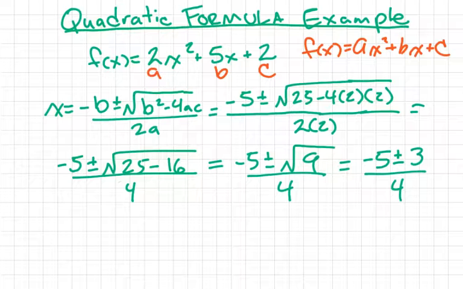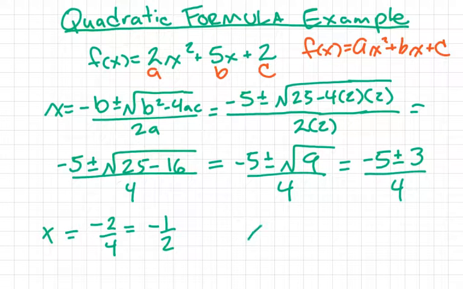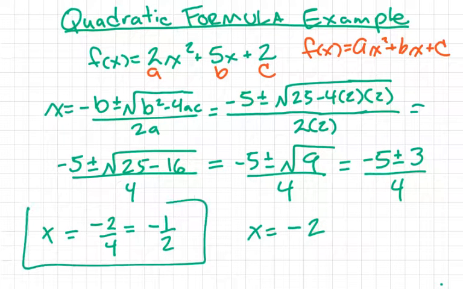I have negative 5 plus 3, which is negative 2 over 4, which can be reduced to negative 1/2. And I also have negative 5 minus 3, which is negative 8 over 4, which is negative 2. Okay, that's just a quick example of how to use the quadratic formula. And this actually happened to have these rational solutions here.